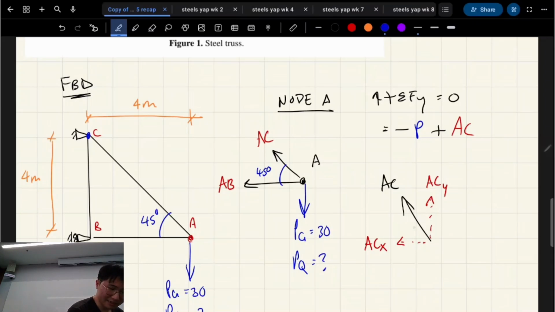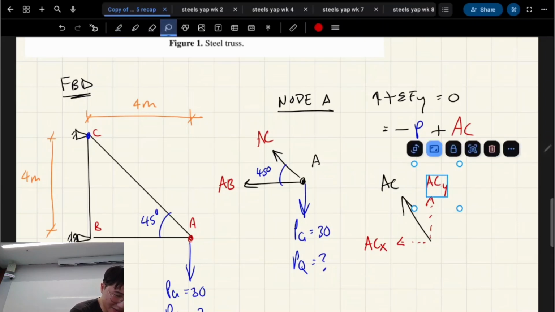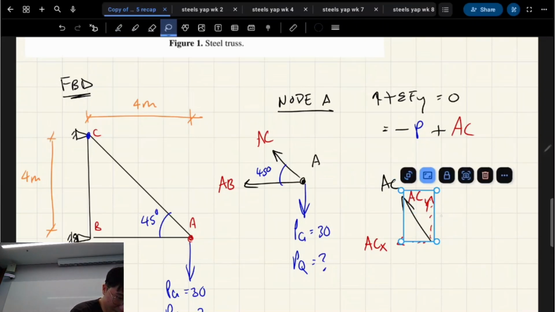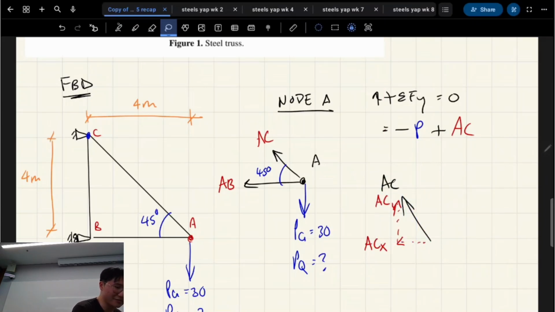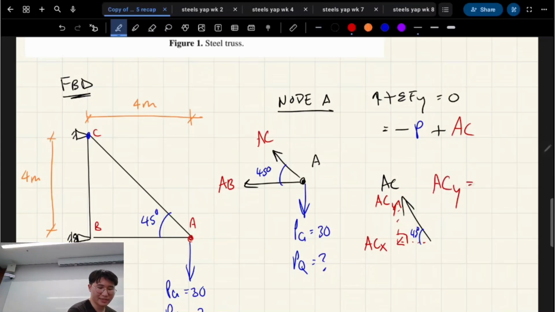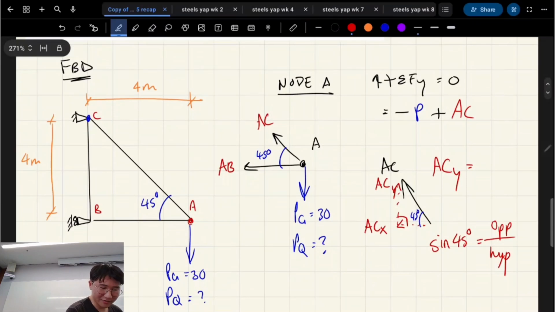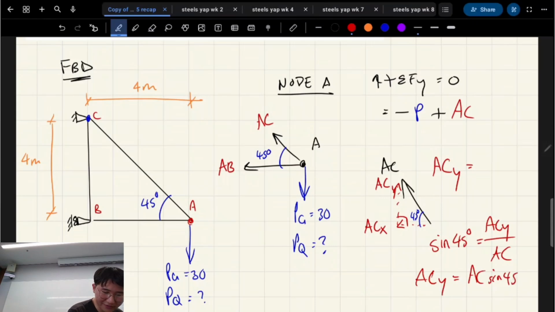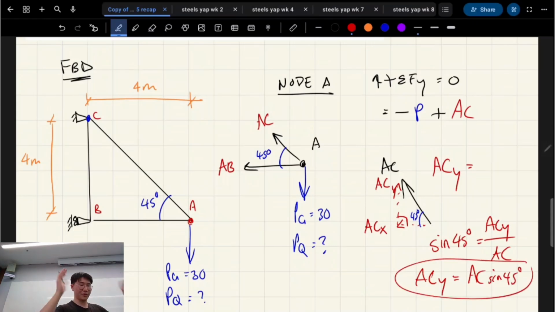The way you split it is going to be a bit weird. I know what I'm going through is quite basic, but people haven't done trusses in a while, so I just want to explain it. Right angle triangle, 45 degrees. We want to solve for ACY. We know sine of your angle is opposite over hypotenuse, this brings you back, eh? What's the opposite of that sine 45? Opposite is ACY, hypotenuse is AC. Rearrange: ACY equals AC sine 45. That's how you find the vertical component of that force. Get it?